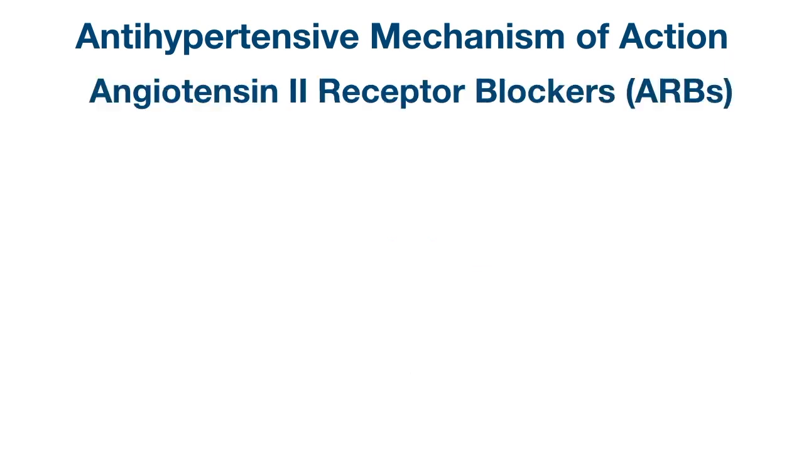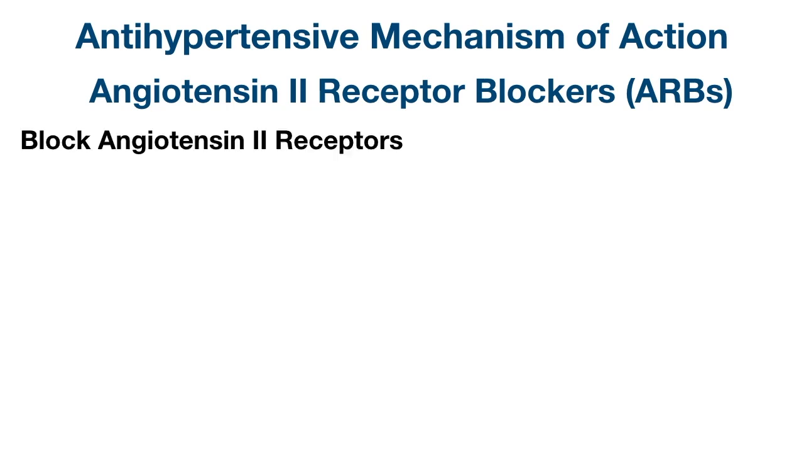Angiotensin II receptor blockers, also known as ARBs, have a similar effect as ACE inhibitors because they're also blocking the renin-angiotensin-aldosterone system. As the name suggests, angiotensin II receptor blockers will block angiotensin II receptors. In other words, they're angiotensin II receptor antagonists.